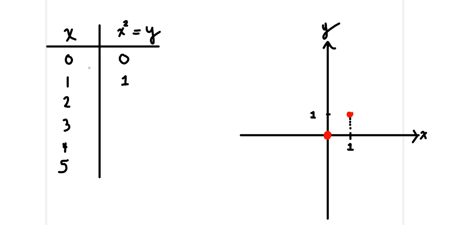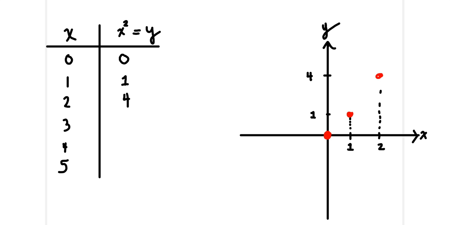Next would be 2 squared. 2 times 2, 4. So when I choose an x value of 2, it's going to have a height of about 4. This is not perfectly to scale. 4. Now notice the height keeps going up and a little bit faster this time.